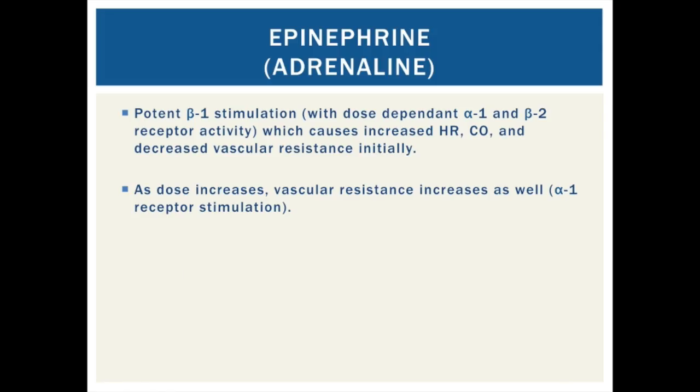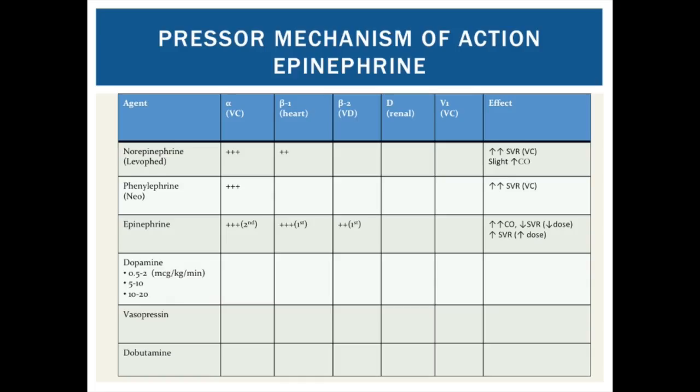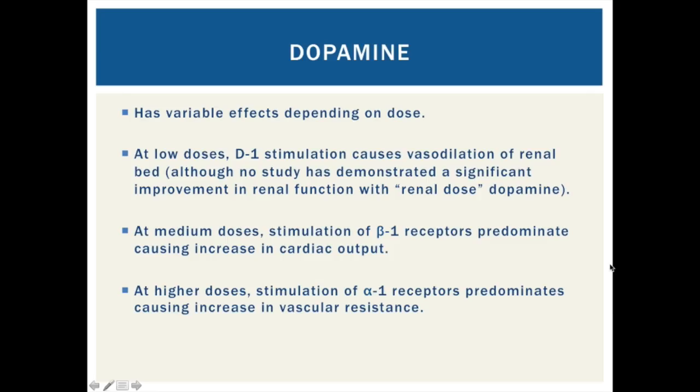Epinephrine. Epinephrine, or adrenaline, is a potent beta-1 stimulator, and you can see here it does have some dose-dependent alpha-1 and beta-2 receptor activity as well. So it causes increased heart rate, cardiac output, and a little bit of decreased vascular resistance initially. But as the dose increases, that alpha-1 receptor stimulation really takes over, and you get a big-time increase in your SVR. So you get beta-1, beta-2 first, and then the second effect, as you increase the dose, is alpha-1. So you're going to get increased cardiac output and a little bit of decreased SVR at first, but then this takes over and you have an increase in your SVR.